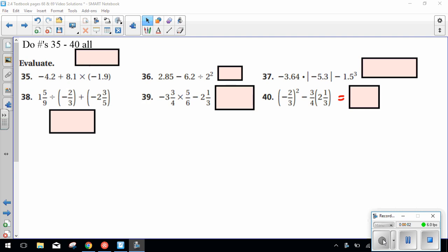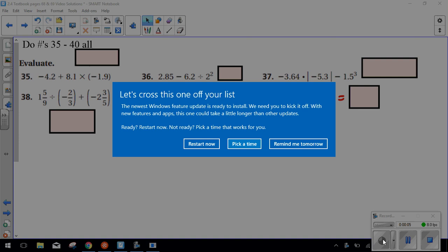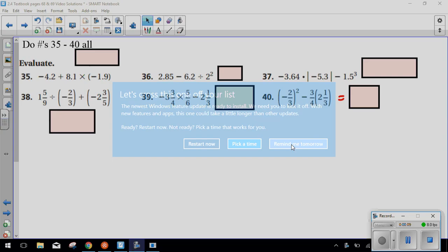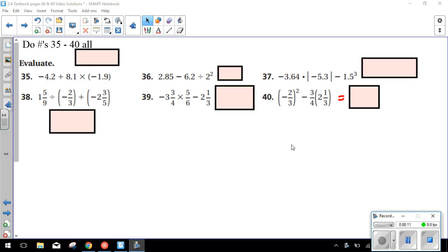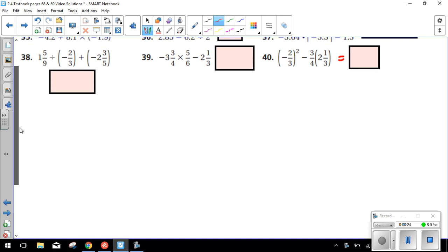All right, guys, here are the solutions for numbers 38, 39, 40, 43, and 44. So let's begin. For number 38, there we go. I'm just going to move this down here.